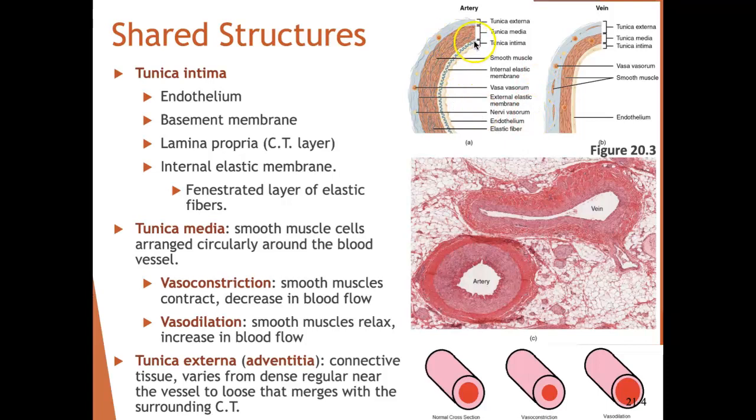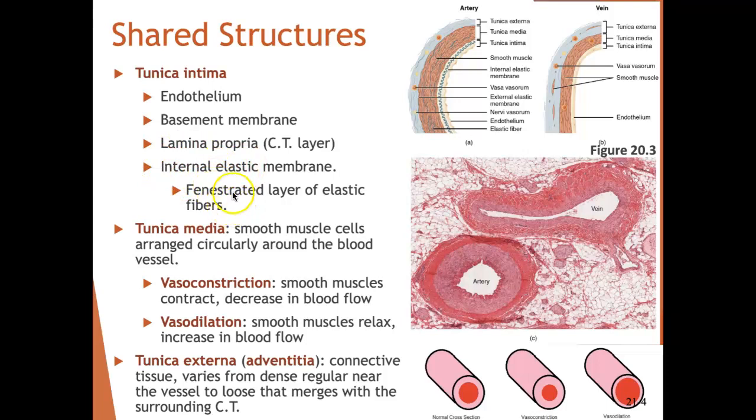So the innermost layer that is in contact with the lumen is called the tunica intima, and that is made up of what we call endothelium. And endothelium is really just a simple squamous epithelium, one layer of flat cells. So beyond that layer, we would then have a basement membrane and then a lamina propria, which is just a connective tissue layer, and an internal elastic membrane.